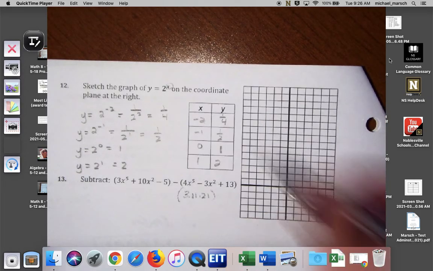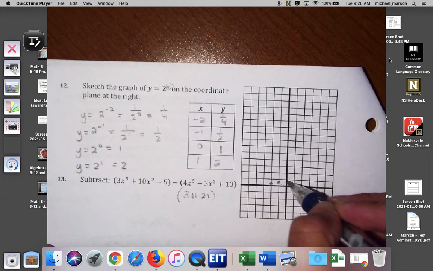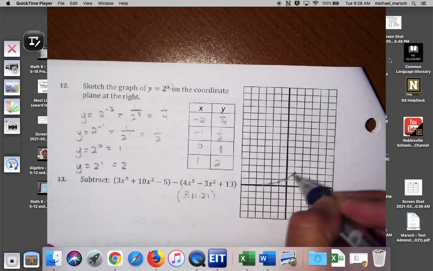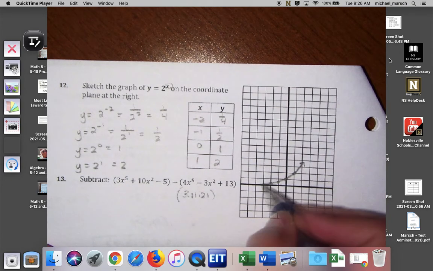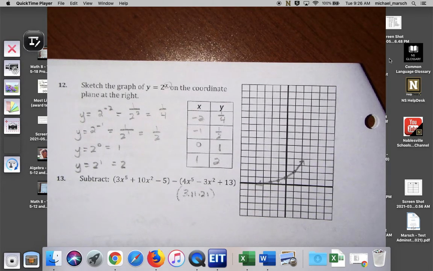So now I'm going to plot these. Negative 2, 1 fourth, negative 1, 1 half, 0, 1, 1, 2. And you can see how that's growing exponentially. That's it for number 12. I know it seems super complicated.